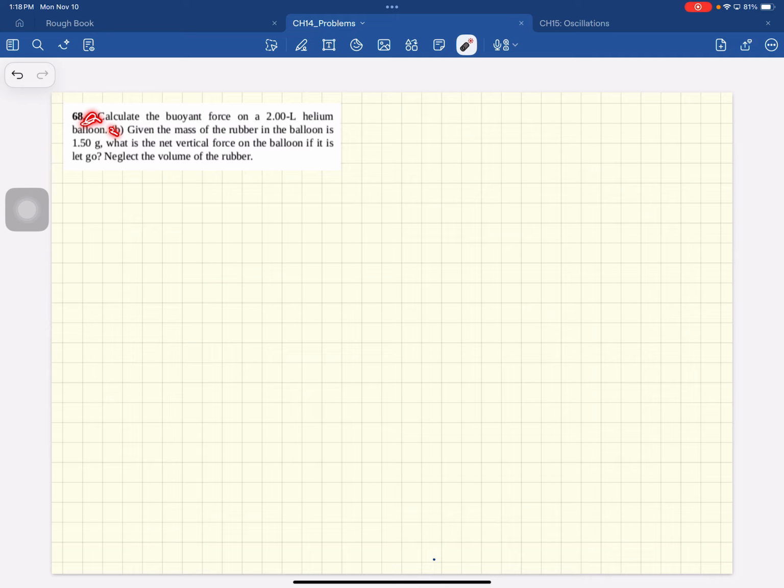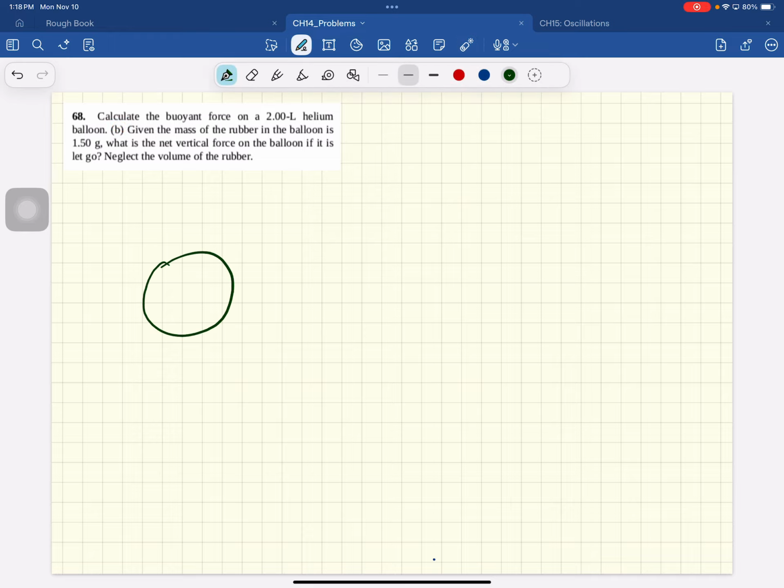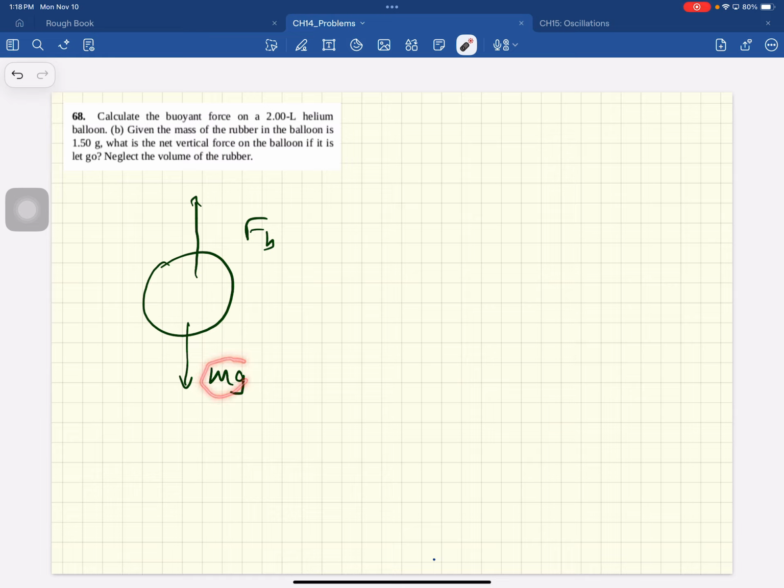That's funny. There's no A. That should be A, I guess. So here's the balloon. Okay, here's the weight of the balloon. What does the weight include? The weight includes the weight of the rubber plus the weight of the helium.